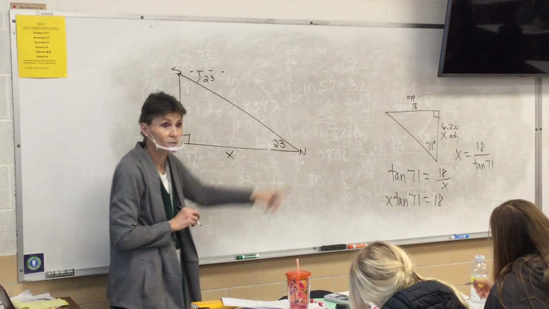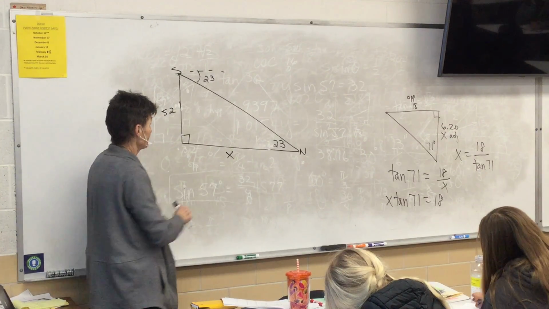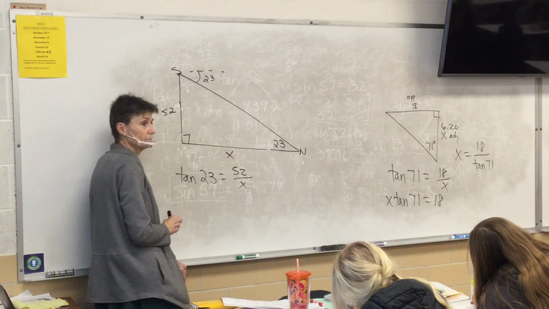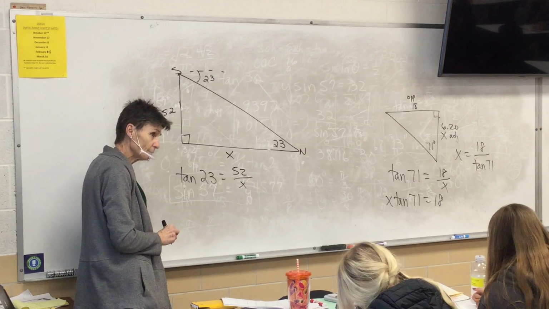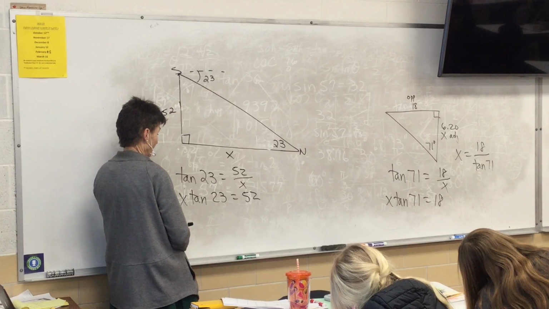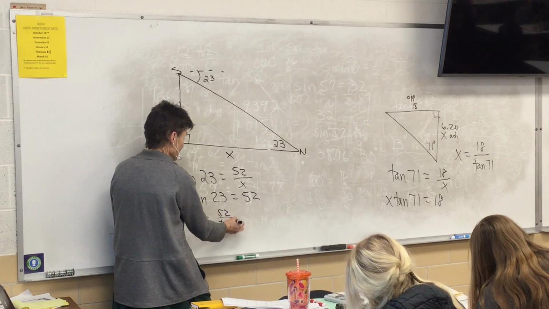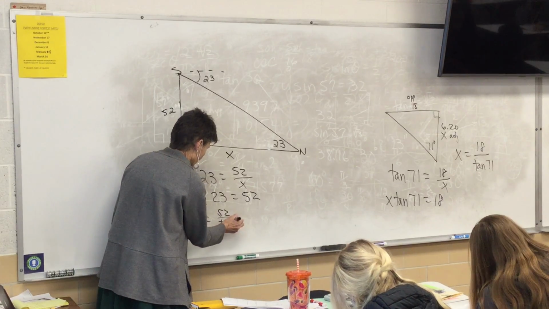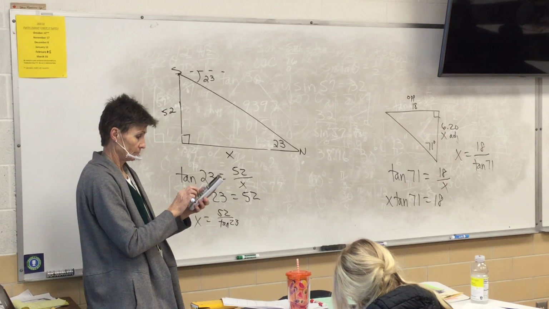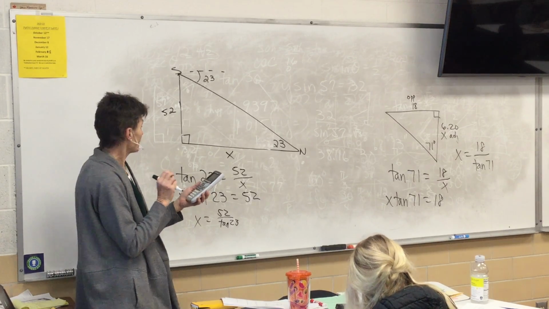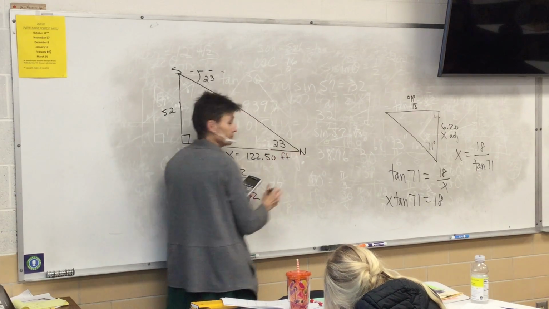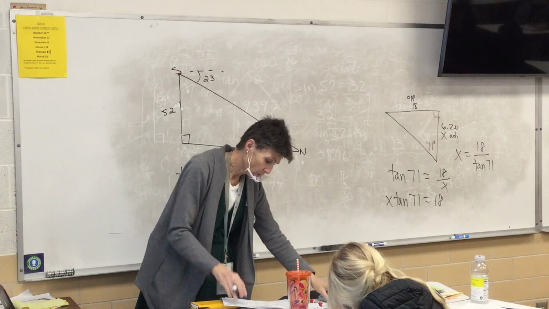Now we've got a picture that looks just like the one Caroline solved, right? Sine, cosine, or tangent. It's going to be a tangent. So tangent 23 equals opposite over adjacent. Devin, paying attention here? So x tangent 23 equals 52. And x equals 52 over tangent 23. What's the distance from the nut to the base of the tree? 122.50 feet. With our word problems, let's try real hard to label.